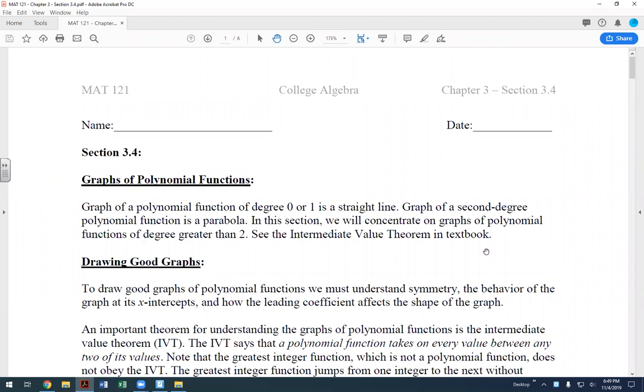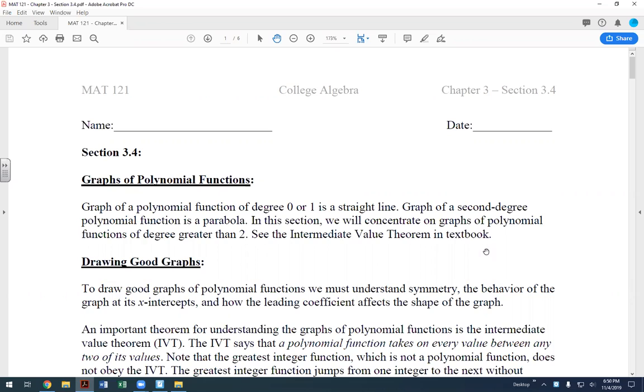Okay, so in the previous sections, we talked about how to find our zeros, how to solve for our solutions or x-intercepts. Now we're getting into how to draw graphs for these polynomial functions. So again, what's going to happen here is unless we do extensive plotting, we're not going to get the exact shape of the graph, but we can draw a good graph.